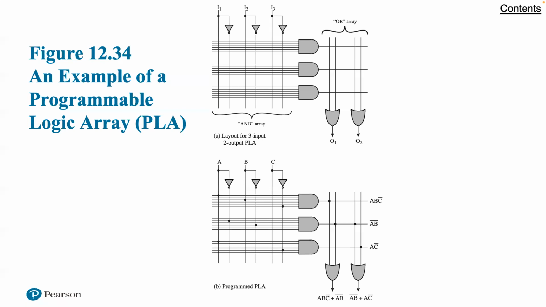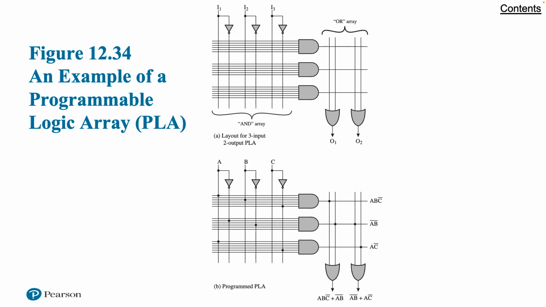Each chip input is passed through a NOT gate so that each input and its complement are available to each AND gate. And the output of each AND gate is available to each OR gate, and the output of each OR gate is a chip output. By making the appropriate connections, arbitrary SOP expressions can be implemented.